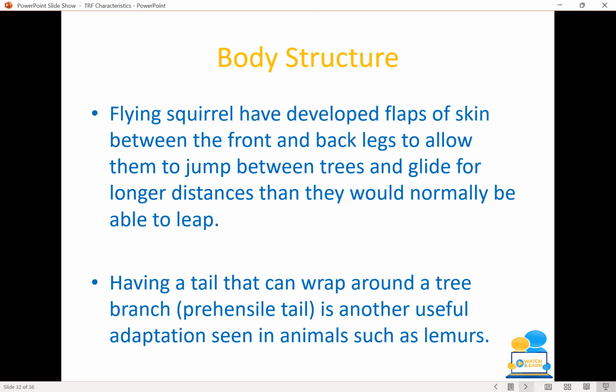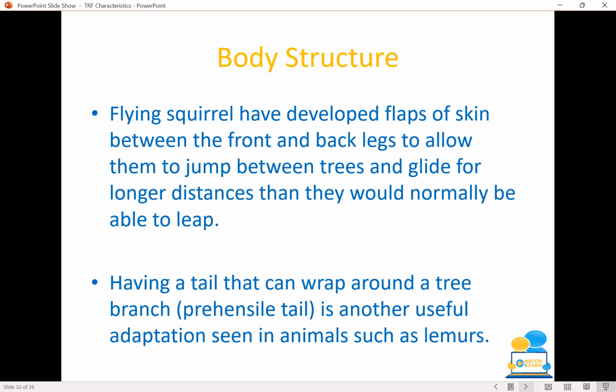In terms of body structure, flying squirrels have developed flaps of skin between their front and back legs to allow them to jump between trees and then to glide for longer distances than they would normally be able to leap. So they basically glide through the air. And this allows them to get from one tree to another and move throughout the forest. So again, a very clever adaptation.